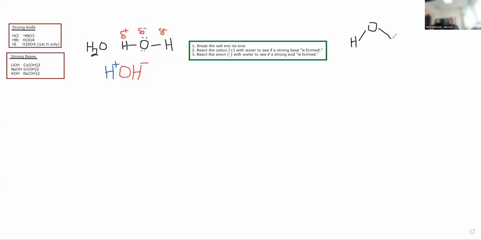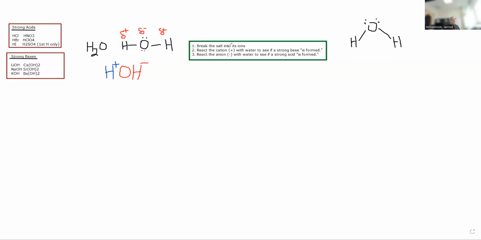This is a closer approximation of how water is built. But we're going to kind of use this.